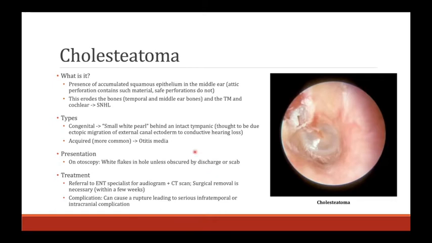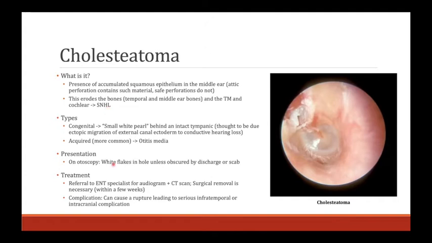But the important thing to remember is that the presence of all of this epithelium within the ear canal causes erosion of the bones, in particular the temporal and the middle ear bones, as well as the tympanic membrane. All of this erosion has a pretty bad consequence, with the ultimate one being sensorineural hearing loss. And that's obviously something that we want to prevent as doctors.